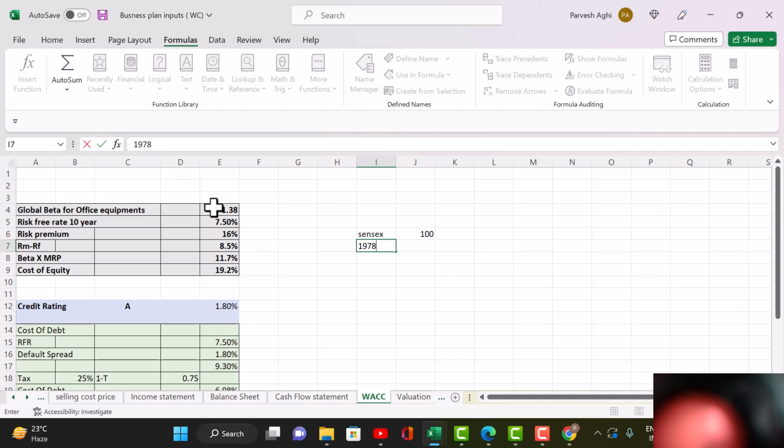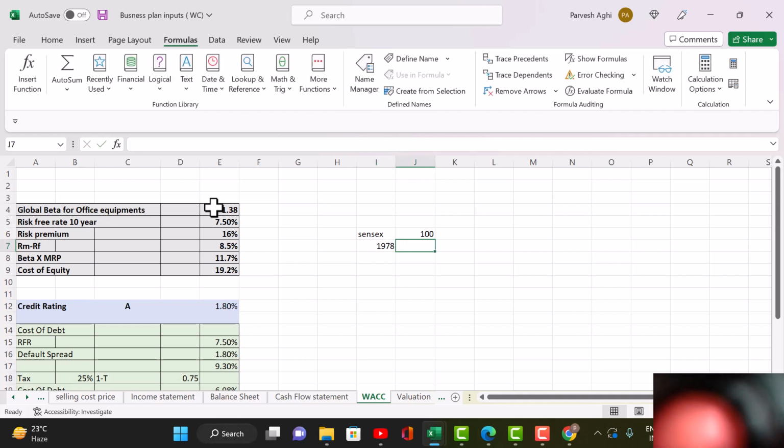Okay. Let me just take it. We can take any point of view. We are taking right from the historic returns of Sensex. So Sensex was 100 in 1978. And what is the Sensex today?